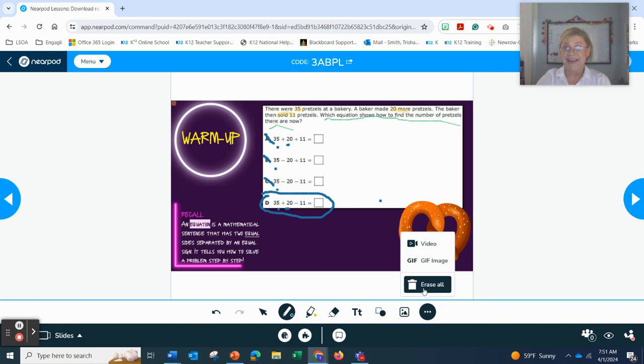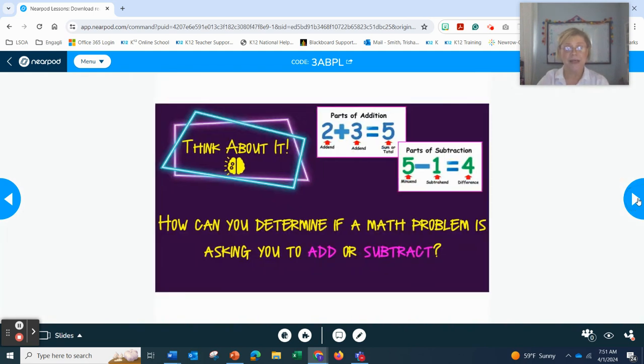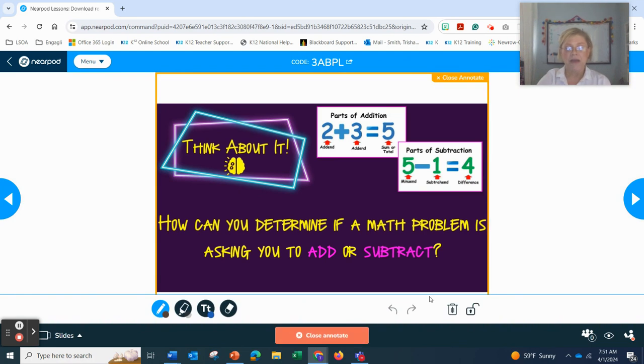Now, once again, this question is not asking us to solve the entire equation. It'd be lovely if you did. I would love to know how many pretzels there were at the end of the day. But that was not the purpose of this question. It was just to see which equation would help us find that answer. So let's stop and think about, how can we determine if a math problem is asking you to add or subtract?